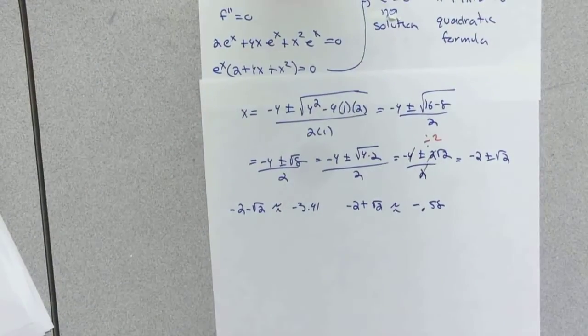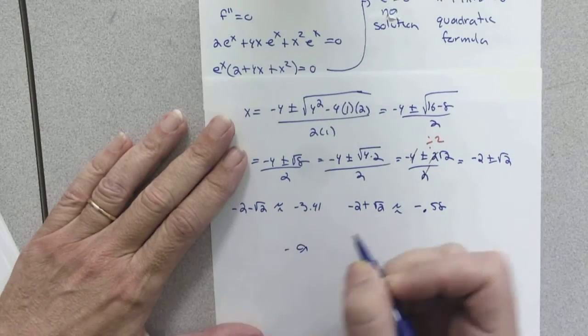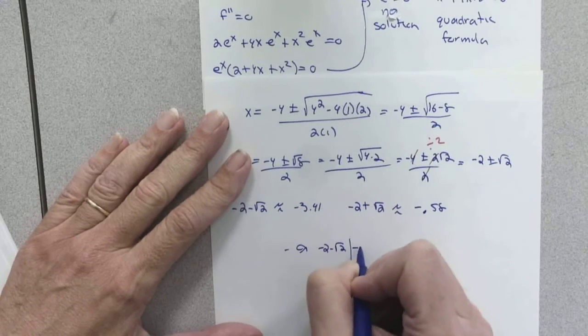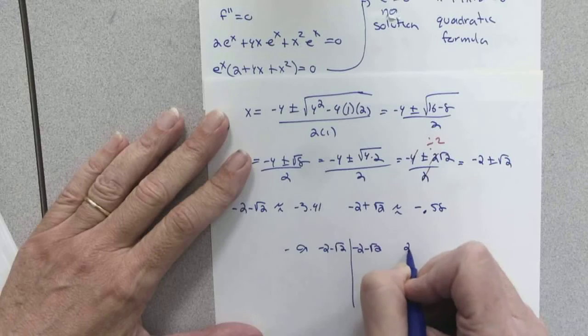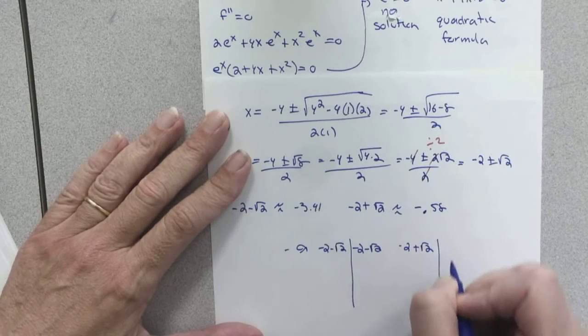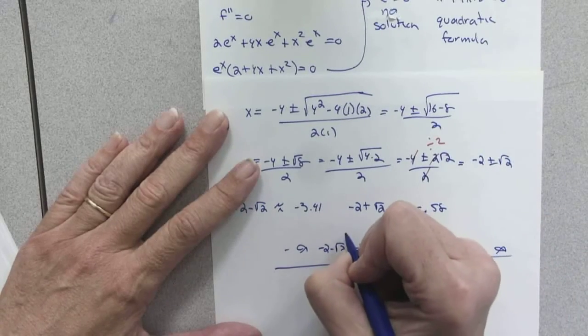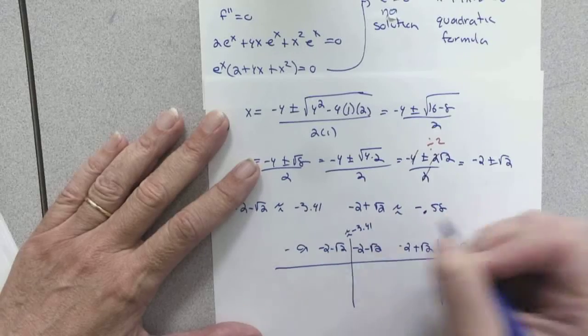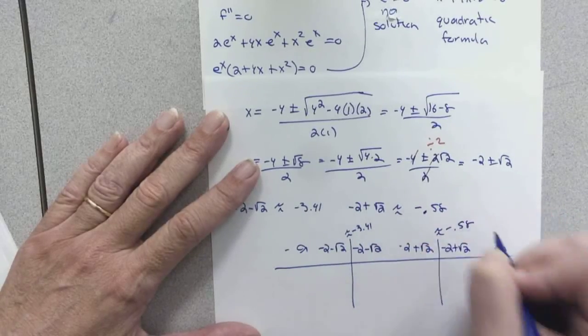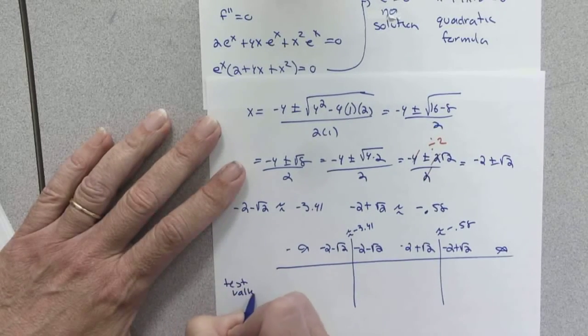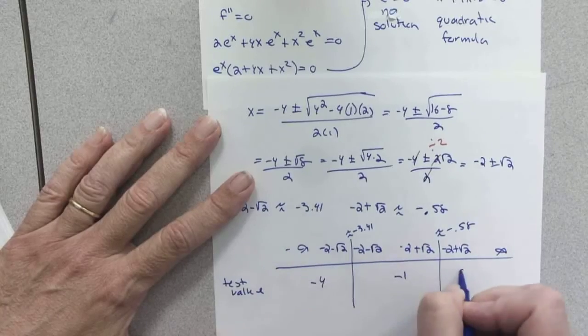So now, making my concavity chart. Those are possible inflection points until I make the chart and see the change in concavity. So it's going to be -infinity to -2 minus the square root of 2, -2 minus the square root of 2 to -2 plus the square root of 2, -2 plus the square root of 2 to infinity. Then this guy here was roughly -3.41, and this guy here was roughly -0.58. Test values: how about -4, -1, and 0?